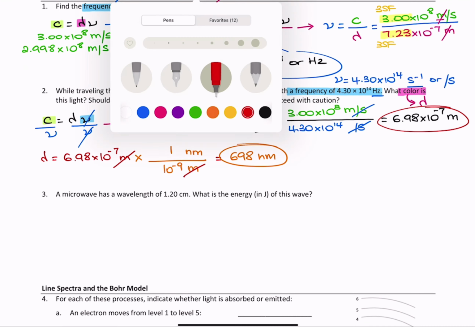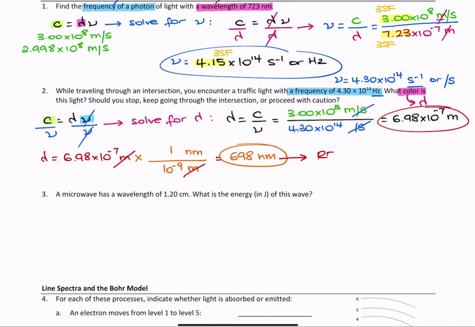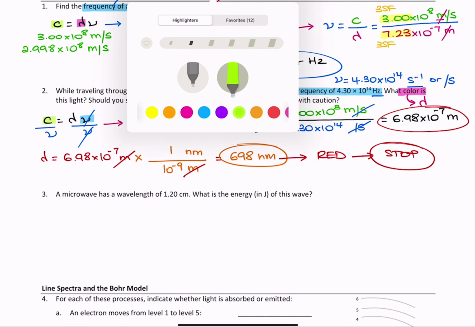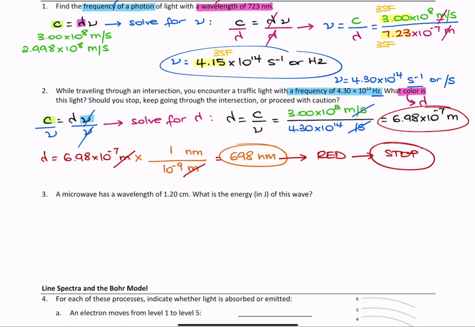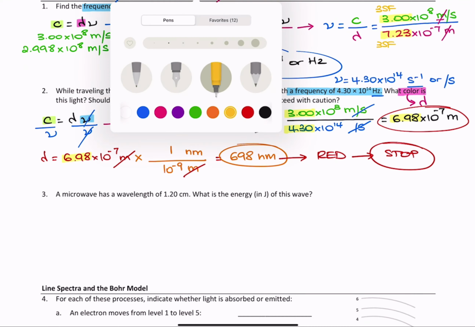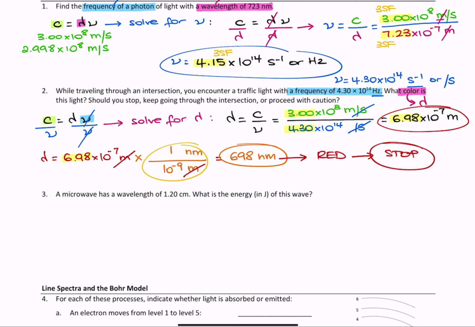Look at the electromagnetic spectrum. This color is red. Therefore, I should stop. Do not forget to answer the question. If you want to go back and check sig figs, you have 3 sig figs and 3 here. That's why your answer is to 3 sig figs. I still have 3 sig figs here. Remember that this conversion factor metric to metric is exact, so my answer should as well be given to 3 sig figs. So I have 3 sig figs all the way.